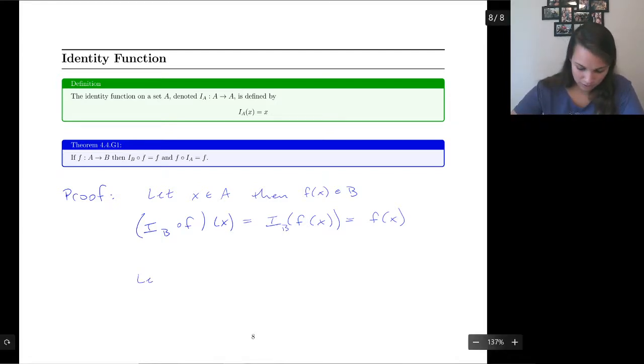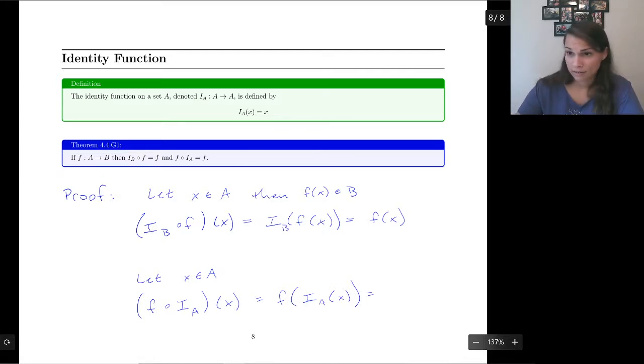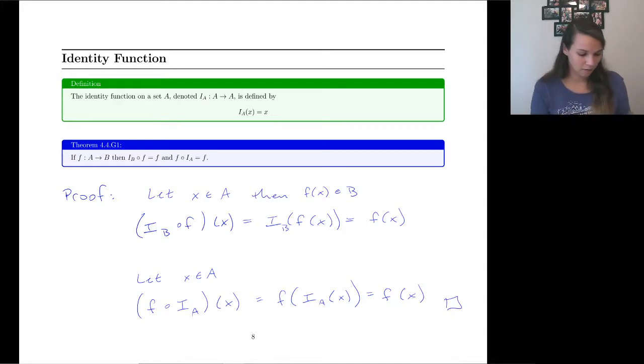The other one, we're going to do it again. We're going to say let x be an element of A. Then if we do f composed with I_A, now we're going to stick the identity function into f, but the identity function of x is just going to be x. So once again, you get back to f. So again, it's really just applying the definition of composition. It's not really that exciting. However, we will prove things that are more exciting next time. So stay tuned.